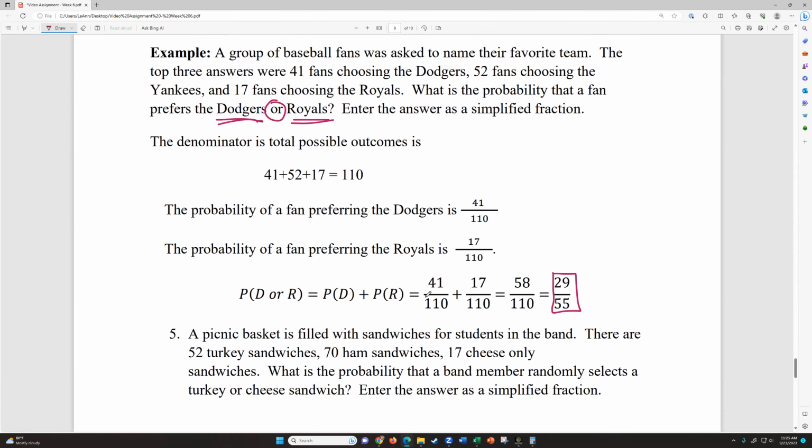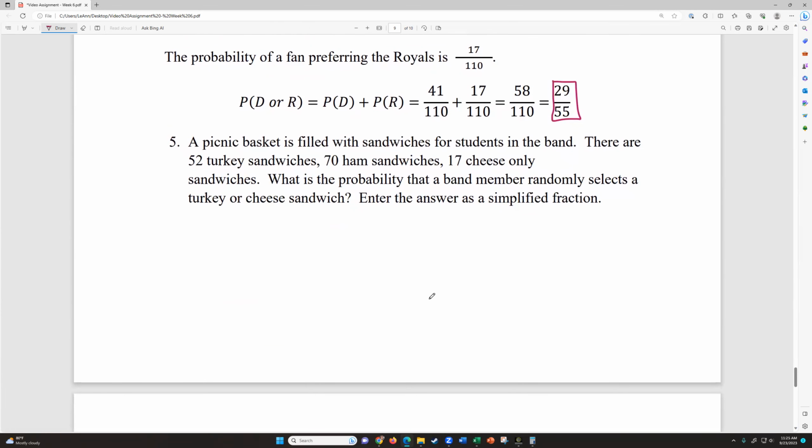Okay. So let's look at another example of doing this. So again, we're sticking with the pre-video with the groups that don't overlap. We'll talk about what happens if they overlap in class. So a picnic basket is filled with sandwiches for students in the band. There are 52 turkey, 70 ham, 17 cheese only. What is the probability the band member randomly selects a turkey or a cheese? So they can only select one sandwich. And if you have turkey, you're not a cheese sandwich. And if you have cheese only, you're not a turkey sandwich. So no overlap between the sandwiches.